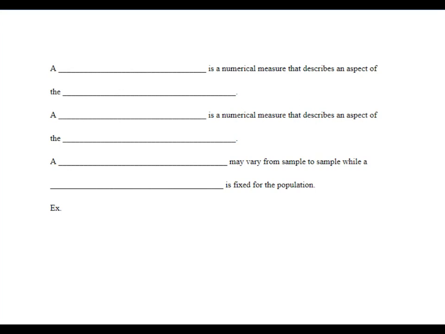Now, going to page 3. Let me make sure I'm on the right page. Yep, page 3. A couple more words here. A parameter is a numerical measure that describes an aspect of the population, whereas a statistic is a numerical measure that describes an aspect of the sample. So if you're talking about a few people from a population, that's a statistic. If you're talking about everyone, that's a parameter.